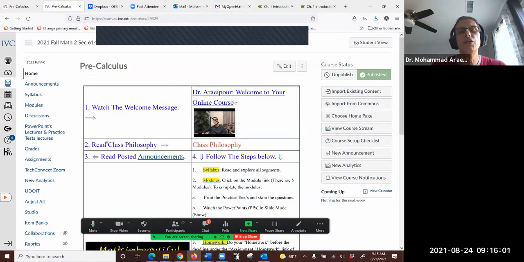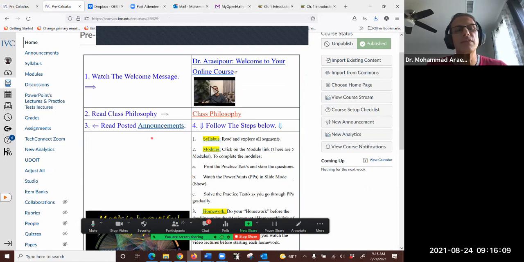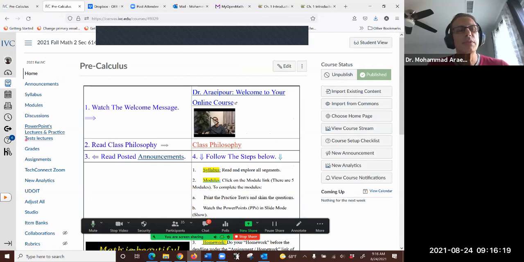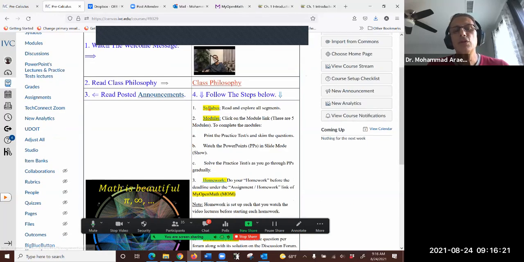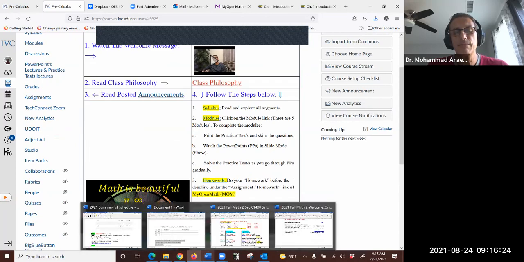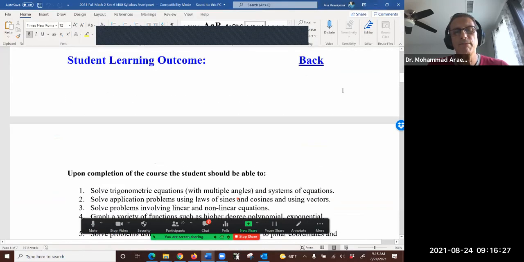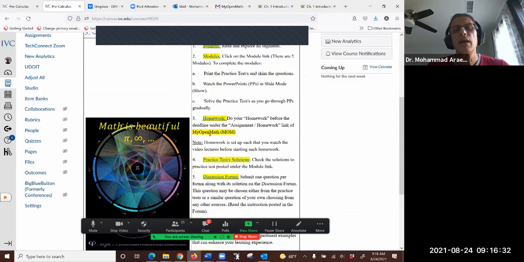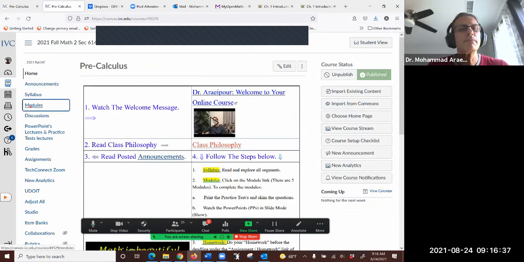If you go to the home page of Canvas, first you see a welcome message, then you have a class philosophy, then the announcements. For now, you don't have to worry about it, you're already here. And then you can look at the syllabus on the left side, remember, on the tabs, syllabus tab. You can go through the syllabus, we did that. Under the modules, you find everything you need.